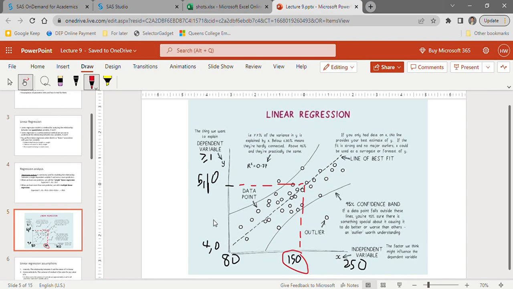And now if I wanted to make an estimate on someone who's 4 feet 5, I would go from here, I would draw this line up until this line of best fit, come straight down, and then I would say, this person weighs roughly about 90 pounds.